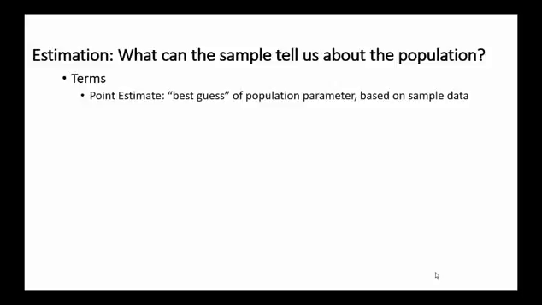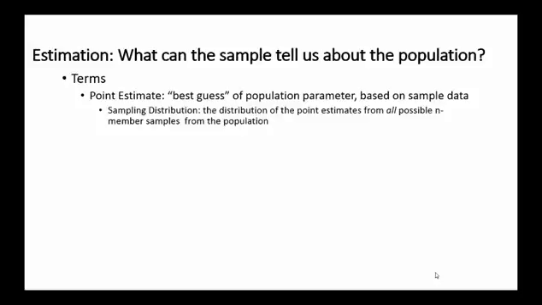Okay, point estimate, and that's our x bar if we're looking to estimate the mean. That's what I'll call a best guess of the population parameter based on the sample data. Okay, so we're estimating, and we call it a point estimate. That's just some jargon.